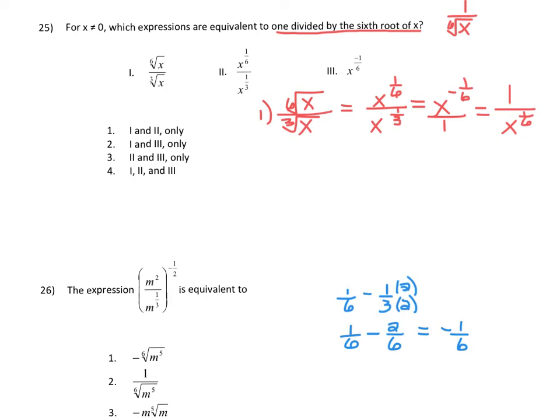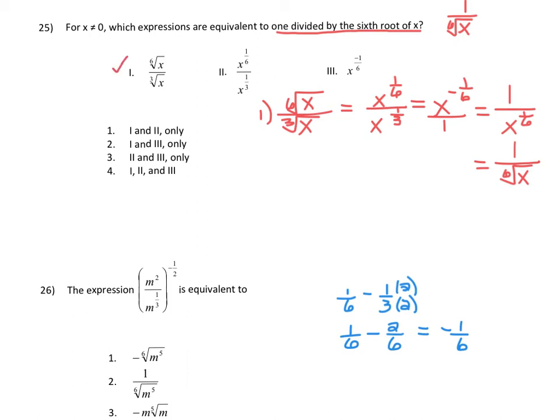Now, we want to know, is this equivalent to 1 over the 6th root of x? Well, it is, because think about it, power over root. Wouldn't this be the 6th root of x to the first power? So in the denominator, we're going to have the 6th root of x to the first power. And you don't have to put the 1 there as your power, right? But we also have to take this 1 that was in the numerator and bring it down. So look at that. These match. Okay, so choice 1 works.